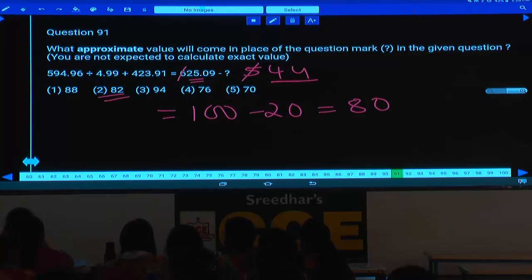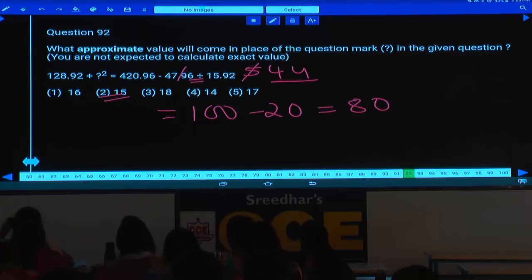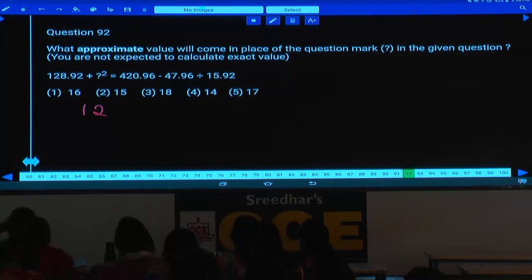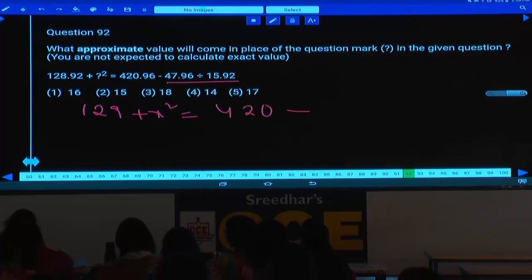82. Next. 129 plus x square. Come on. 420 minus, what is this? Approximate 3. Take plus 129 to right hand side.